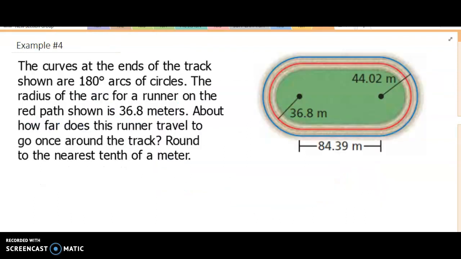All right, so once again, here's another word problem. It says the curves at the end of this track shown are 180-degree arcs of this circle, meaning that from here to here, this is 180 degrees, and from here to here, this is 180 degrees. So these are kind of like half circles.